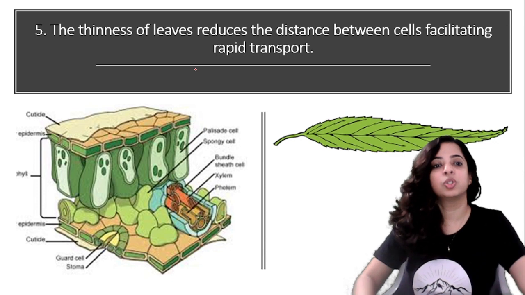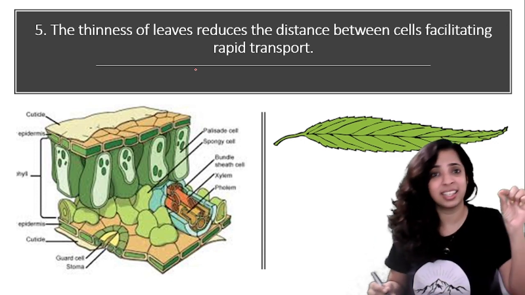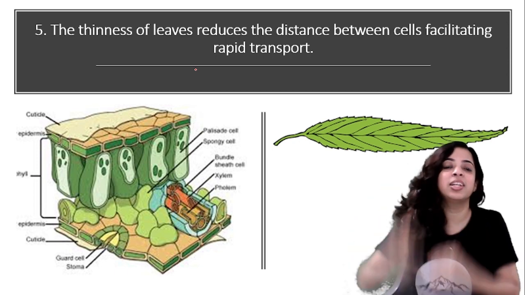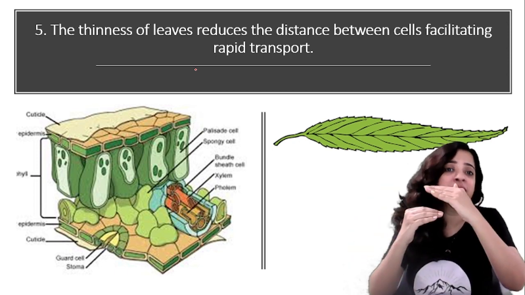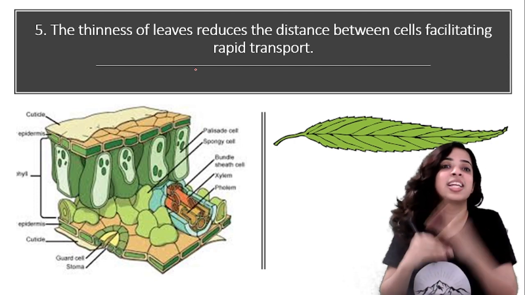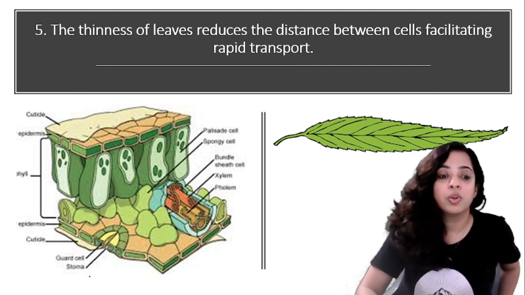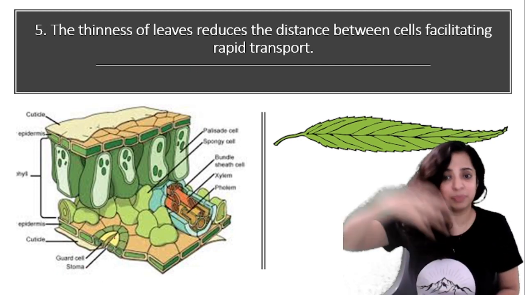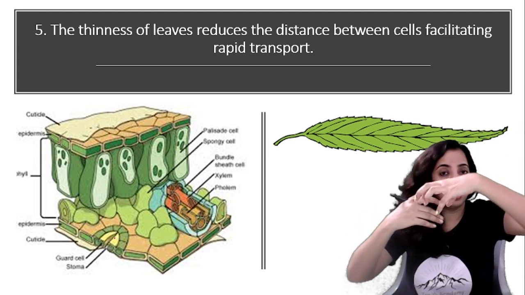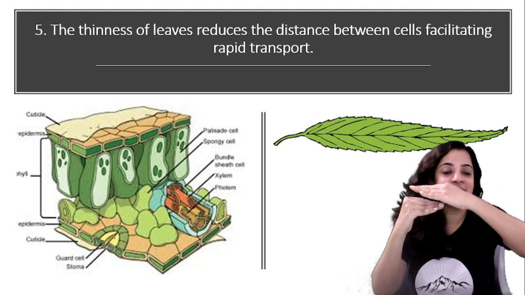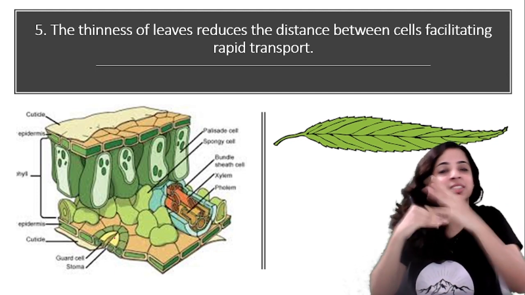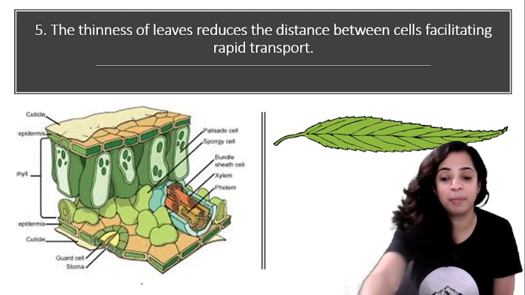Since the thickness is very less, it means the distance between the different cells where different steps of photosynthesis are happening is very less. So there is rapid transport. From the stomata the gases enter, and from the upper epidermis the light is entering. Since the distance between the cells is very less, there will be rapid transport of these things and photosynthesis will take place very rapidly.